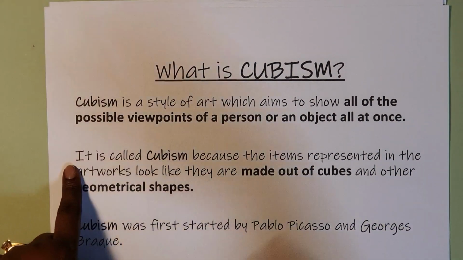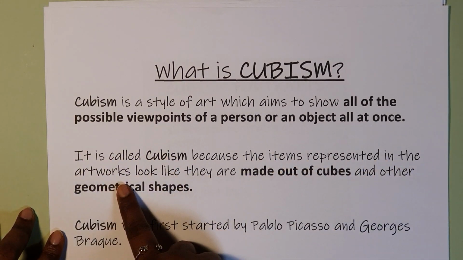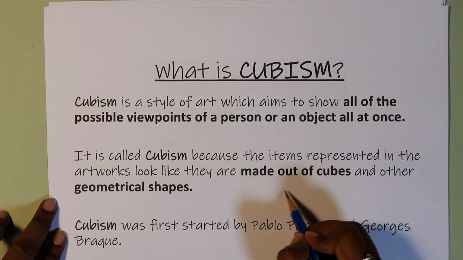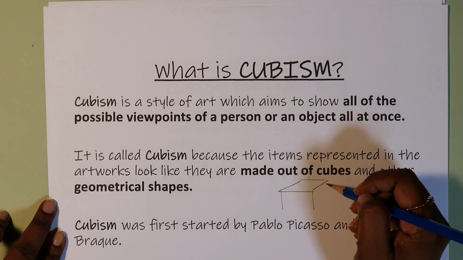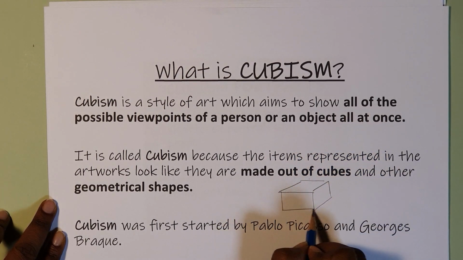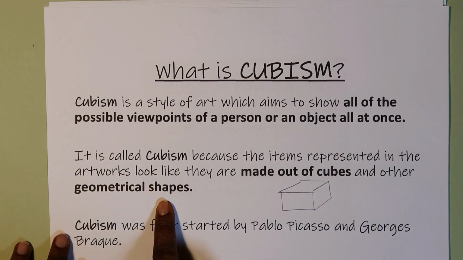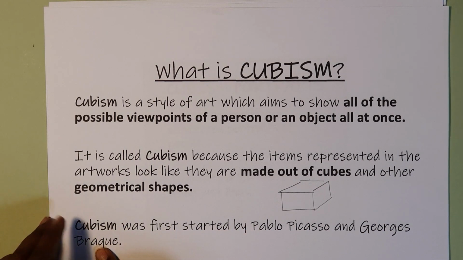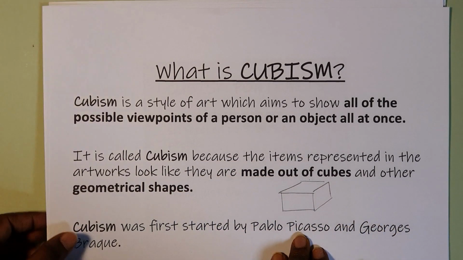Now, this style of drawing is called Cubism because the items in the artwork look like they are made out of cubes. Do y'all know what cubes are? If you do not know, cubes are basically squares that look like this, otherwise known as boxes, okay? So these are cubes, and other geometrical shapes. Cubism was first started by Pablo Picasso and Georges Braque. We are not talking about Georges Braque today. We're only going to talk about Pablo Picasso today, okay.